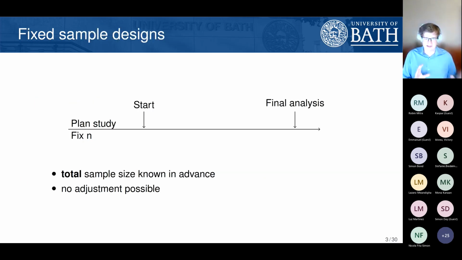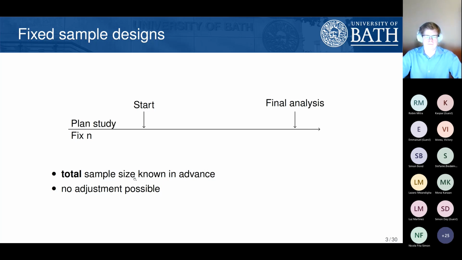Just to give a little bit more context, we'll compare what this means in comparison to what would be a more traditional fixed sampling design. So in a fixed sampling design, you might plan your study and fix your sample size at the beginning. You then start recruiting patients, and essentially the idea is that on this timeline, you continue recruiting patients until they're all recruited, and then you conduct some final analysis based on all of the data available from the trial.